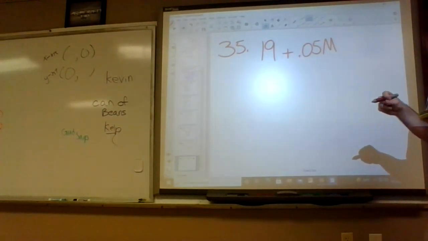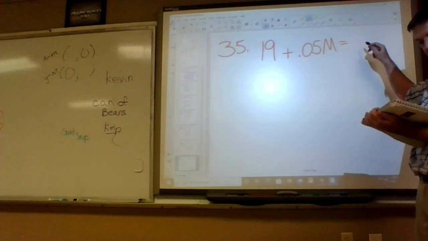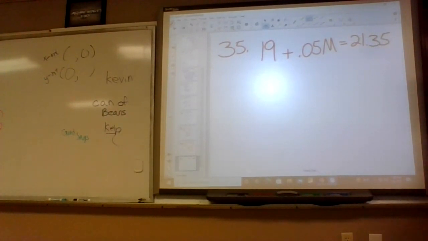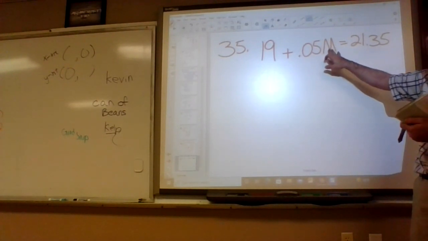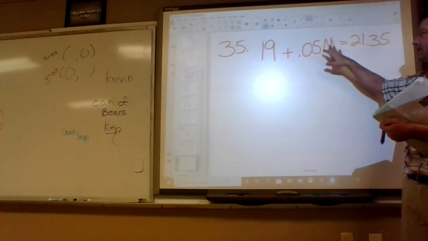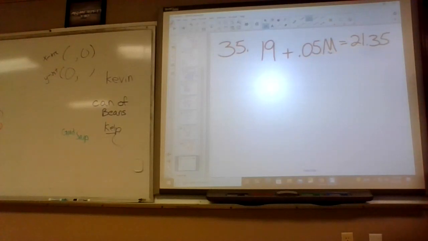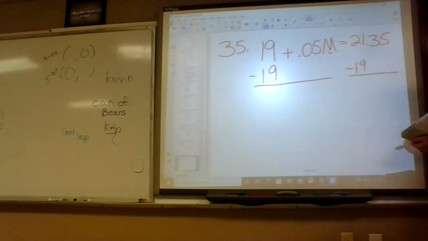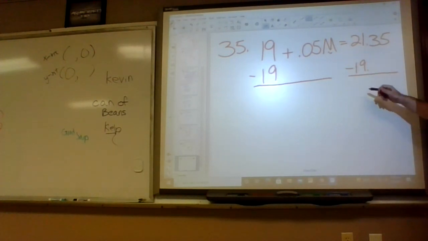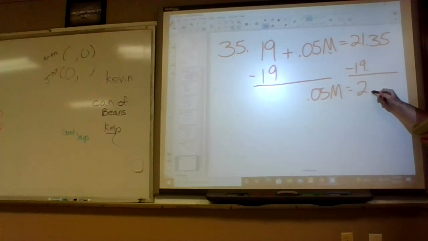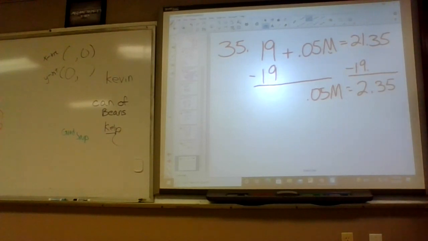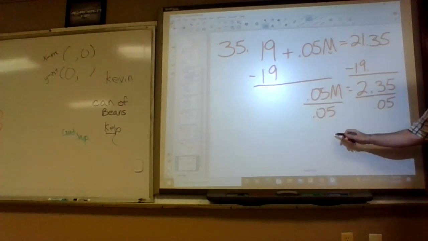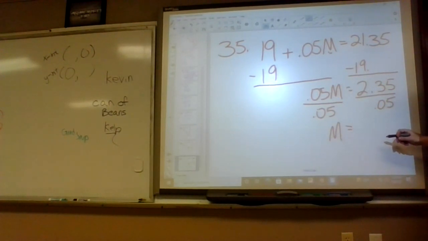5 cents times every minute, and then what? It equals 21.35. Like, if it was 5 minutes, he'd pay 5 times 5 cents. If it was 10 minutes, he'd pay 10 times 5 cents. If it was 100 minutes, 100 times 5 cents. How do I solve for n? Subtract 19. That gives 2.35. Notice I'm lining my decimal place up here. So 5 cents per minute equals $2.35. Divide by 5 cents. Was it 47? Yeah, it was.